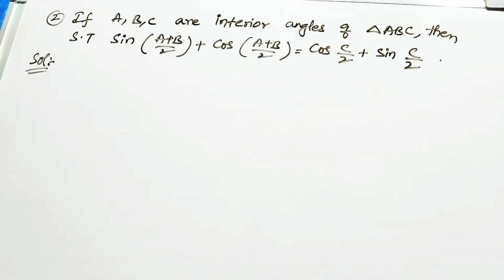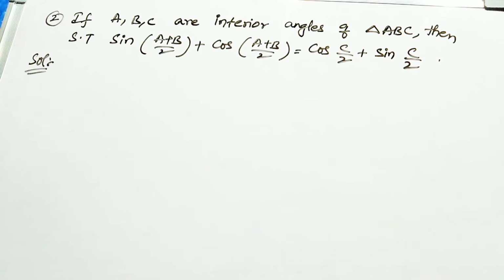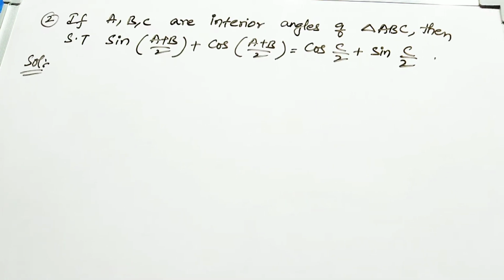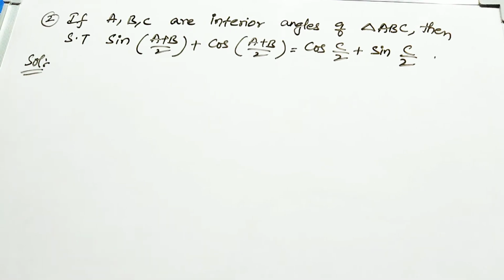Okay, our next problem is: if A, B, C are interior angles of a right angle triangle ABC, then show that sin((A+B)/2) plus cos((A+B)/2) is equal to cos(C/2) plus sin(C/2). We have to prove that the left hand side is equal to the right hand side.